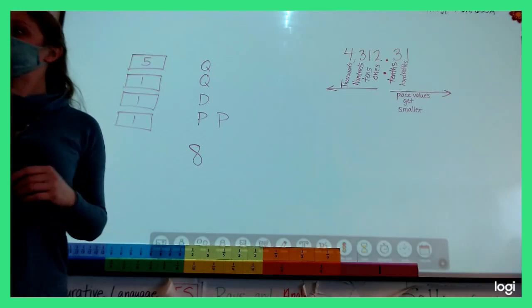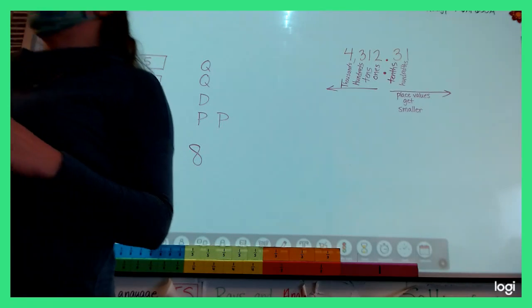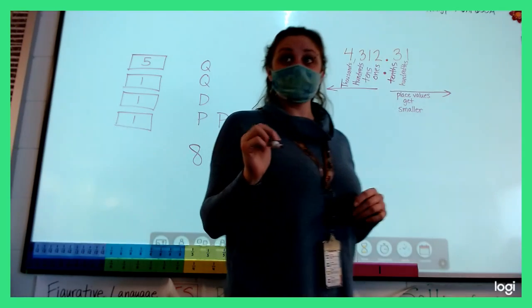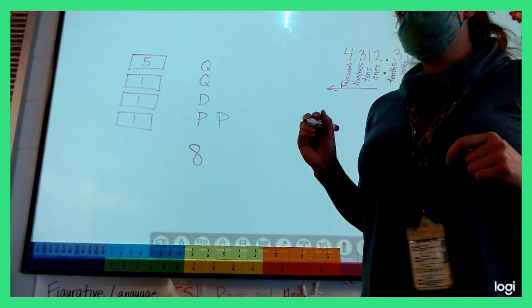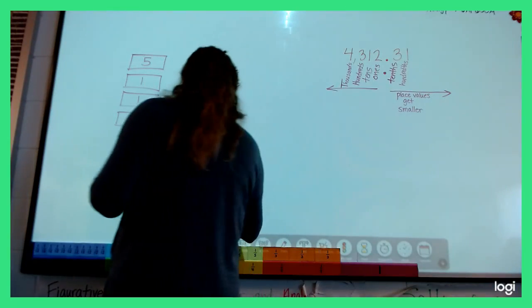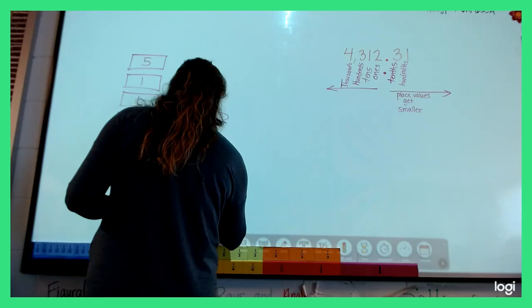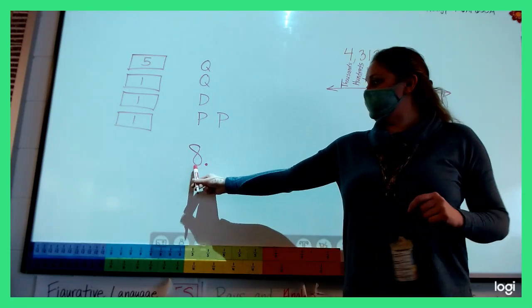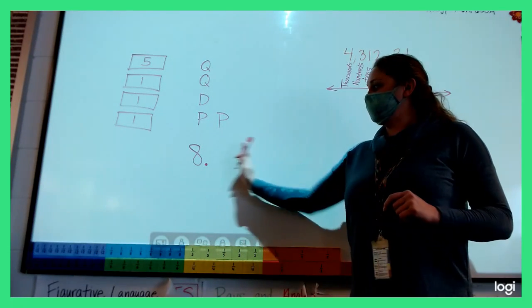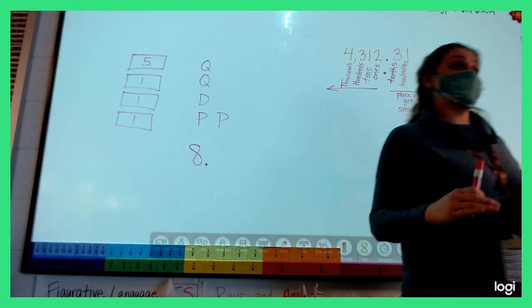What do we have to separate the whole number from our decimal? Josiah? A decimal point. A decimal point. All right, decimal point. So that is in the ones place. Everything over here is like a fraction. It's less than one whole thing.